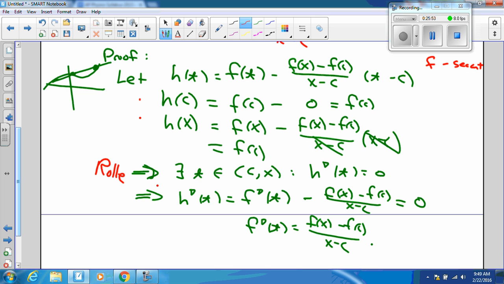The h of t messes me up, because it has t, or because we just created it? So it's like x minus c at the bottom, it's like x minus x, and then x minus t. So t is the variable here, and x and c are constants in this particular.